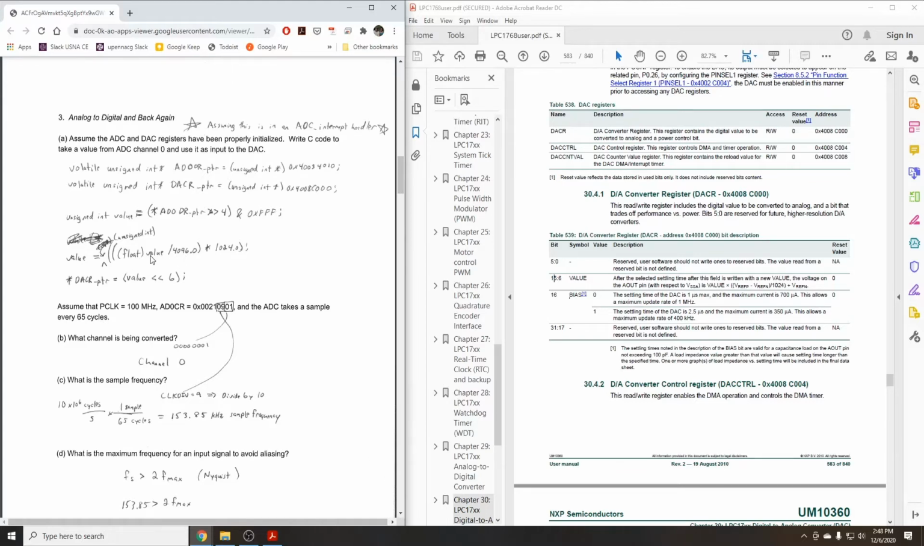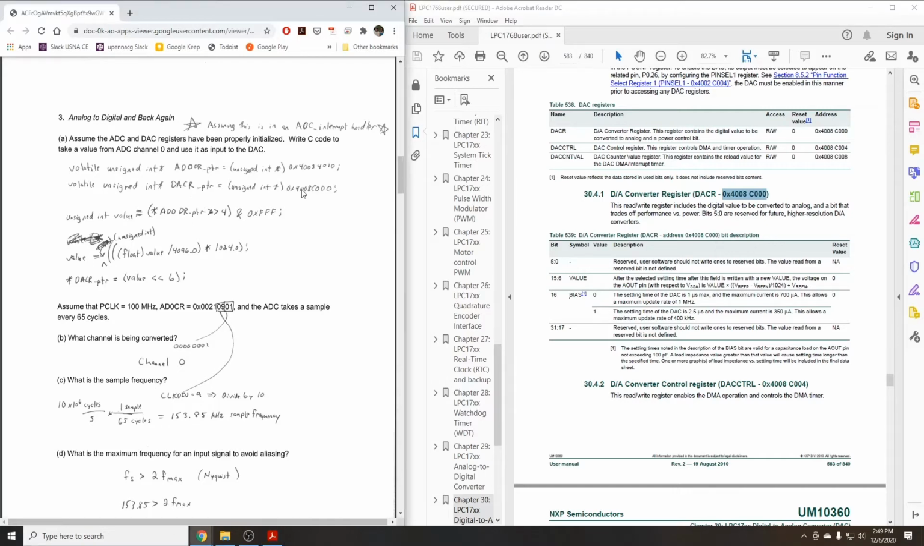So we want to divide the value by 4096. That gives us a number between 0 and 1, which is essentially like the scale, how big of a value this was in terms of the full size of the ADC. Then we multiply by 1024 to put it within the range of the integers that the DAC can represent. And that leaves us with something between 0 and 1023. And if we shift that over by 6, that puts it into the correct position within the DAC. And of course, I took the address of the DACR to put into that pointer there and put that in as 4008C000.